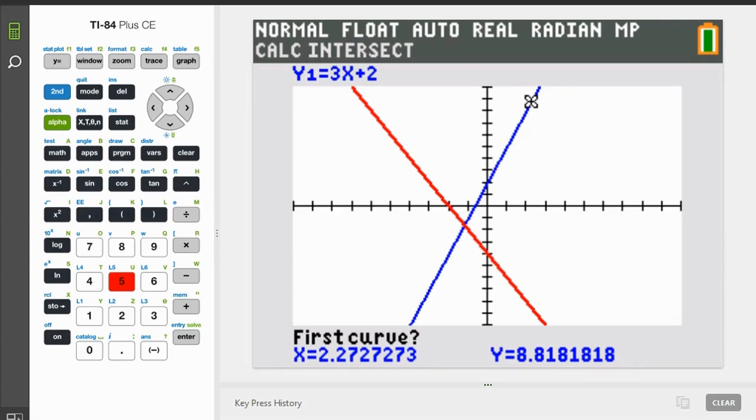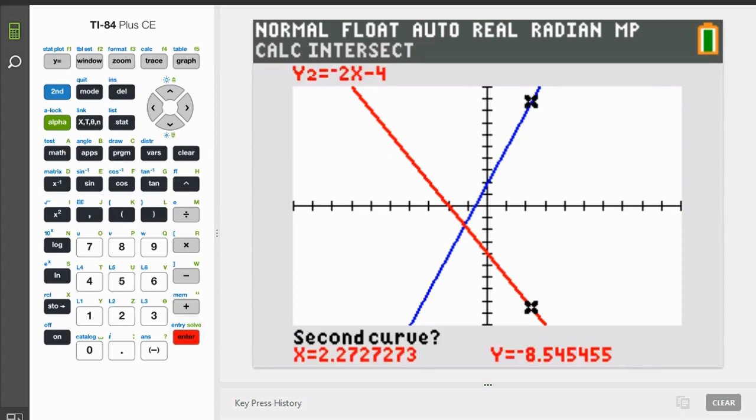What you have to do is, if you want to find an intersection, you have to get the cursor closest to the intersection. And it will find the intersection that's closest. Now, since there's only one intersection, I could actually just hit enter 3 times and it's going to give me the answer right now. But if there were multiple intersections, I would have to get my cursor to the closest intersection that I want, and then it will find it.